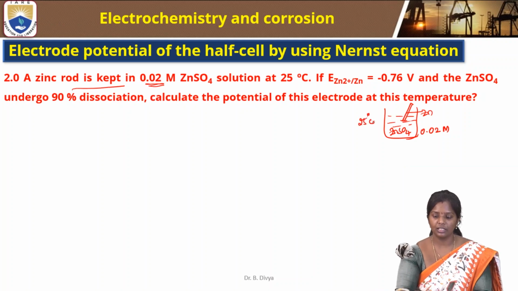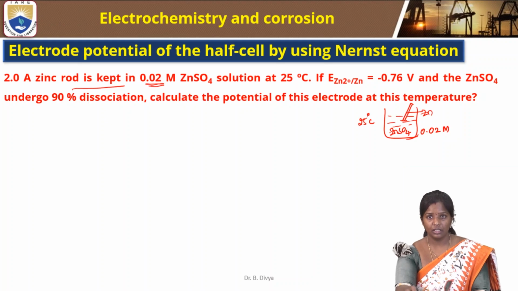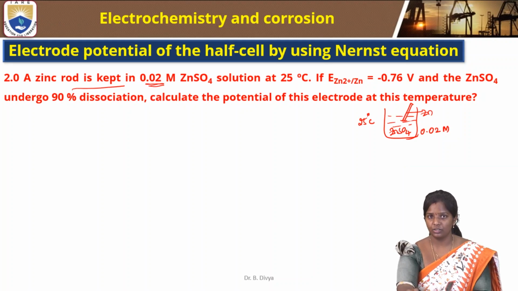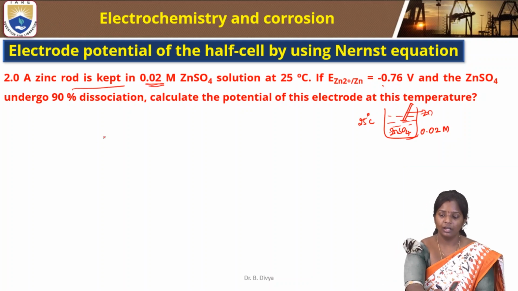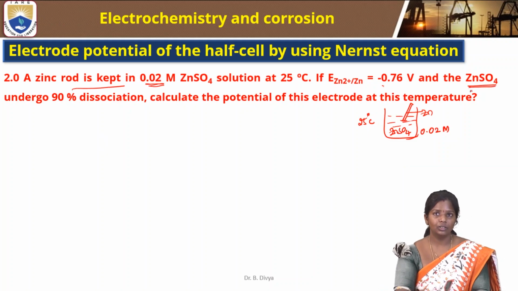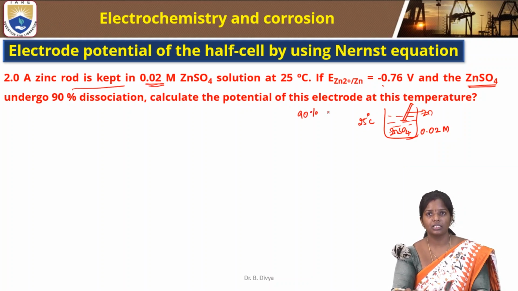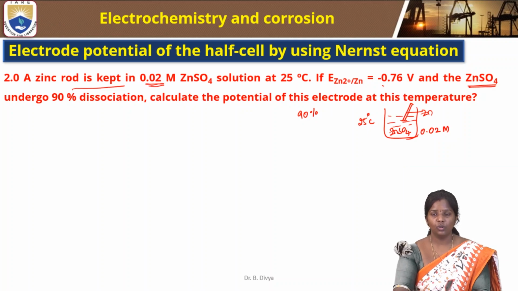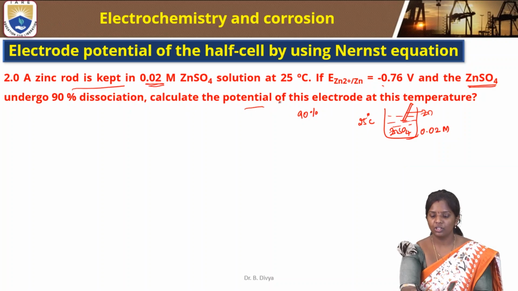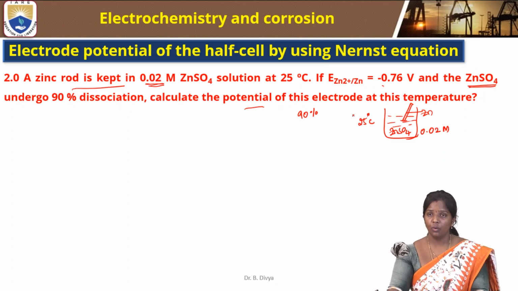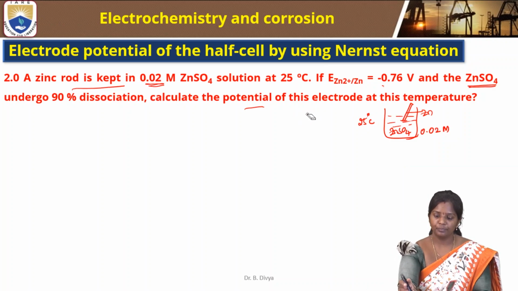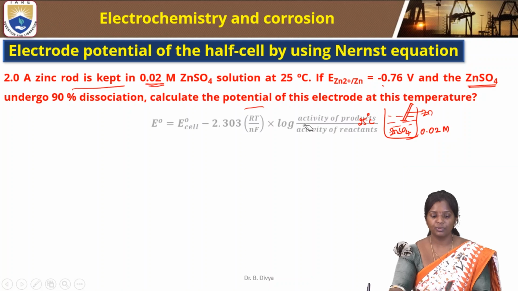If the Zn2 plus ions are converting to Zn, the potential is given as minus 0.76 volt, and zinc sulfate will undergo 90% dissociation. What they are saying is that they have given the percentage of dissociation. 90% dissociation will take place. Now calculate the potential of this electrode at this temperature. What is the temperature? 25 degrees centigrade, and they gave the dissociation percentage.